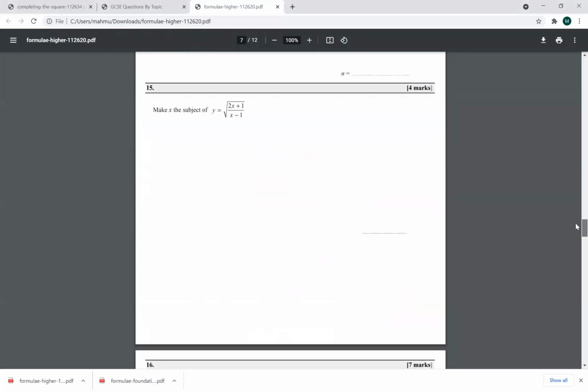Right, now same thing, putting the x on the other side. So you try to do it again, 4 marks. Rearrange it step by step. Don't put y equals straight away. Do it step by step, making x the subject. So what will you try doing it yourself?